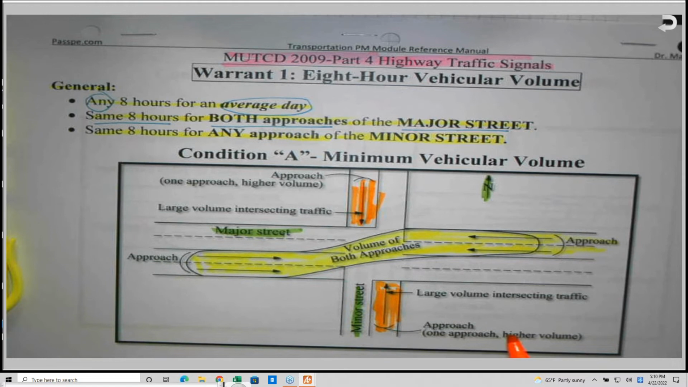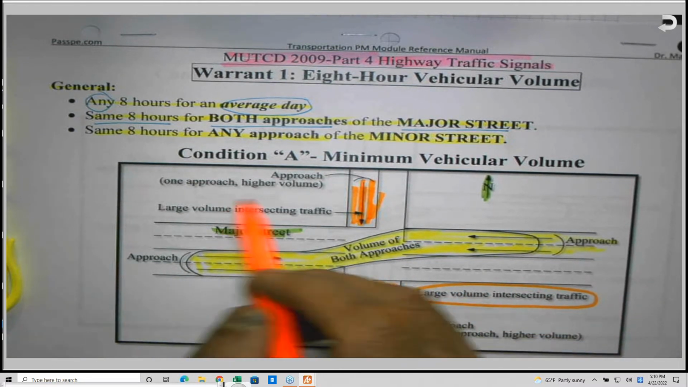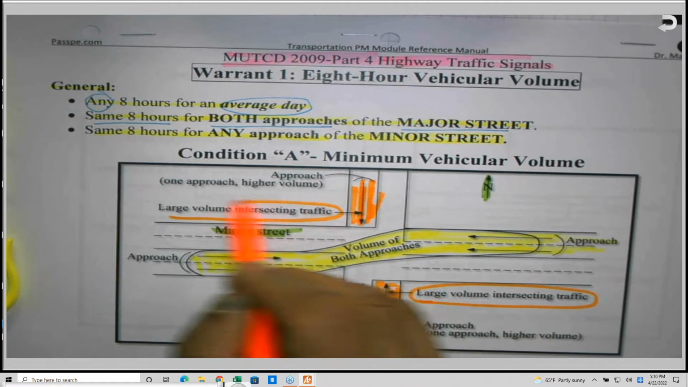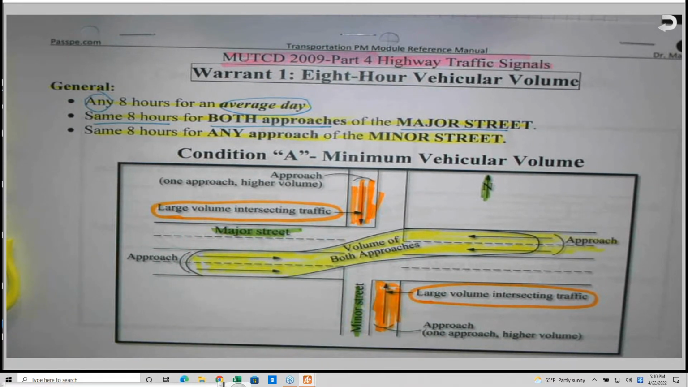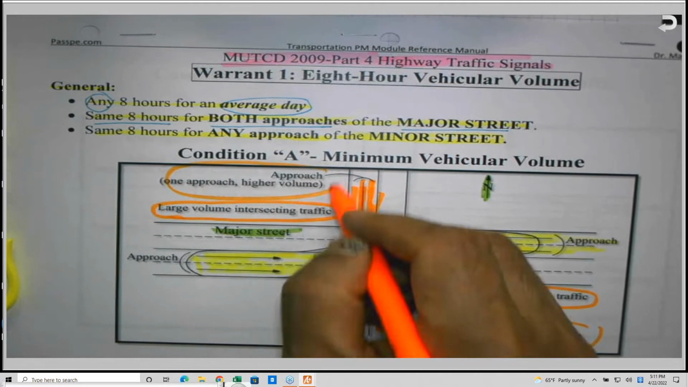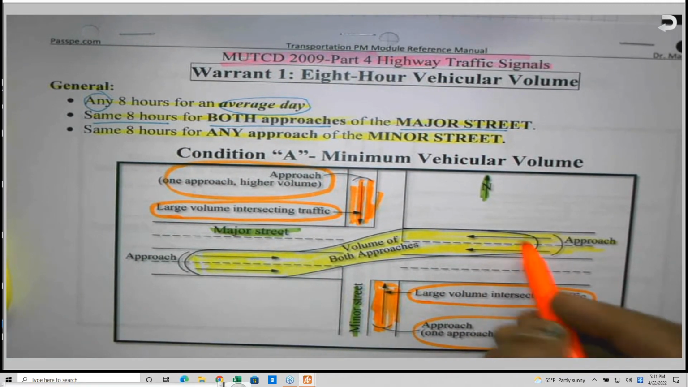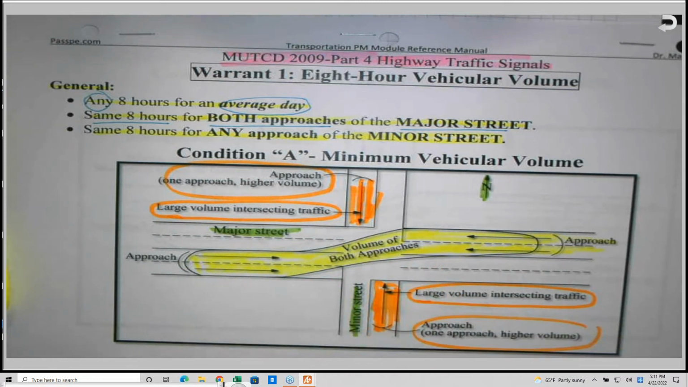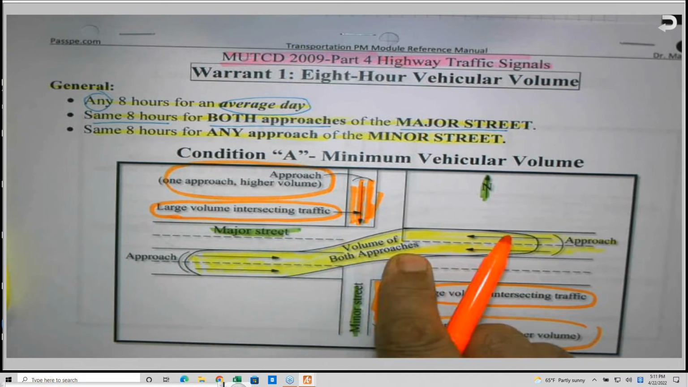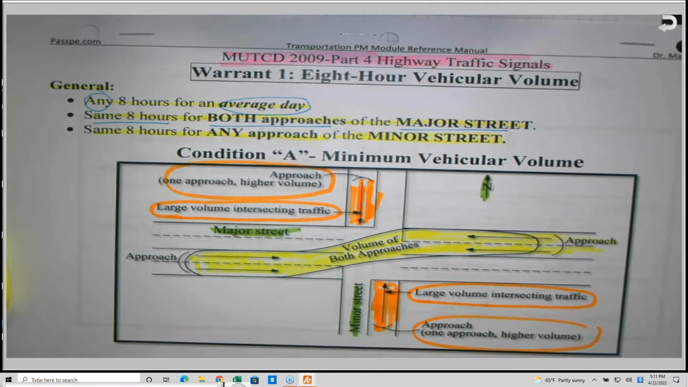The code is telling me to pick the larger volume, either this or this, because it's only one approach. So it is one approach, the higher volume. If this is the approach that has the volume, I pick it, but I don't add them. This way, you see, for the major street I combine them together like this and we write the volume of both approaches. But here it is one approach only, the heavier approach.